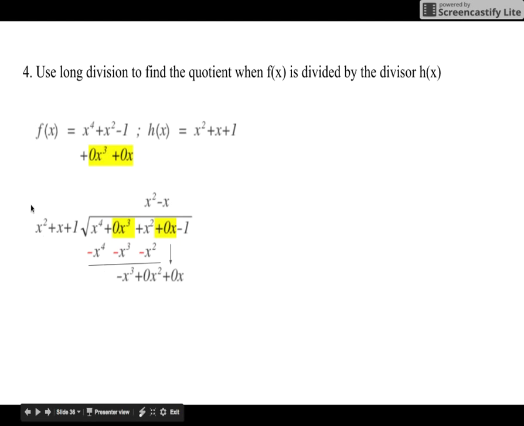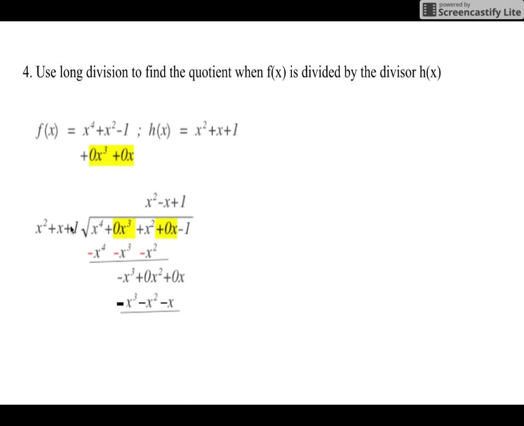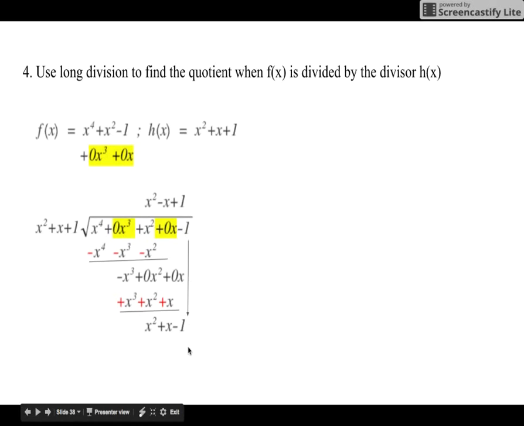So then multiply negative x by each of these variables, and we get negative x cubed minus x squared minus x. So that's pretty self-explanatory, but again, got to change the signs. And yeah, that'll give us that. So these cancel out. 0x squared plus x squared will give us x squared. 0x plus x equals plus x. And then we bring down the negative 1. Now this was here a little bit premature, but I'll explain what that is in a second.